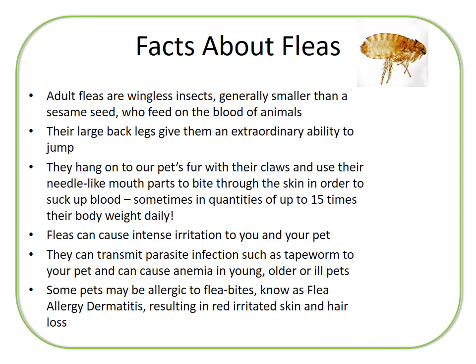Now that we reviewed heartworm and its disease, let's move on to some fun facts about fleas. Adult fleas are wingless insects that are generally smaller than a sesame seed and feed on the blood of animals. They have extremely large, long back legs that give them an extraordinary ability to jump. They hang on to our pet's fur with their claws and use needle-like mouthparts to bite through the skin in order to suck up blood, sometimes in quantities of up to 15 times their body weight daily.